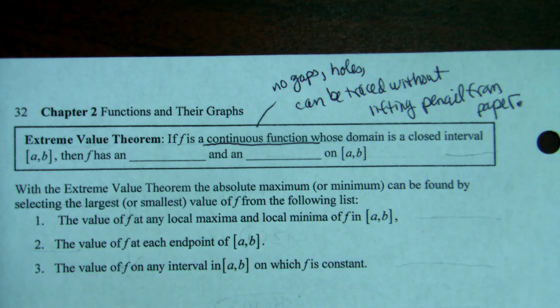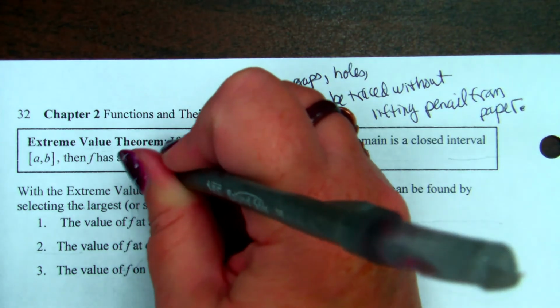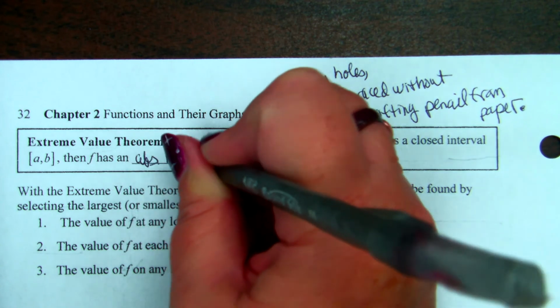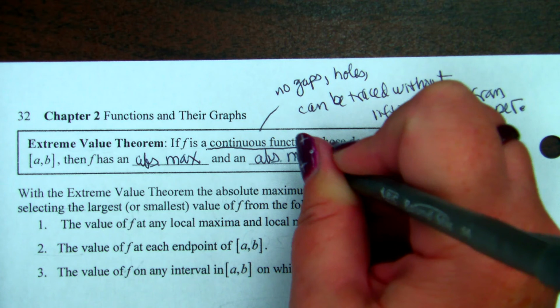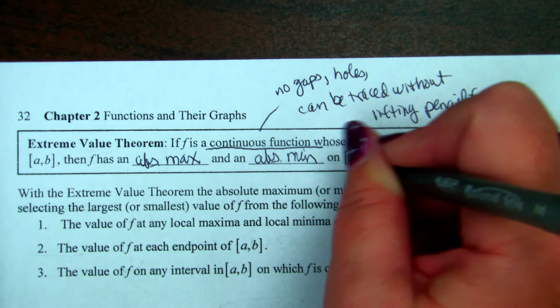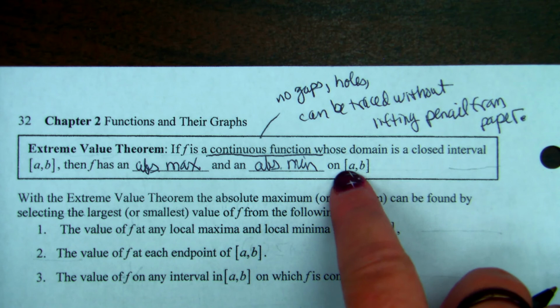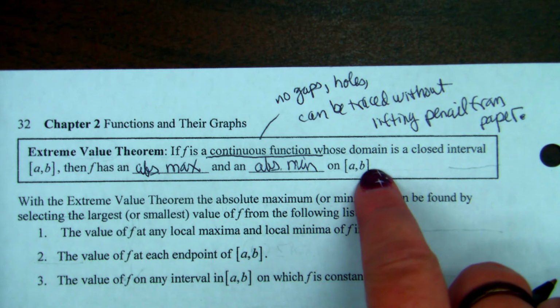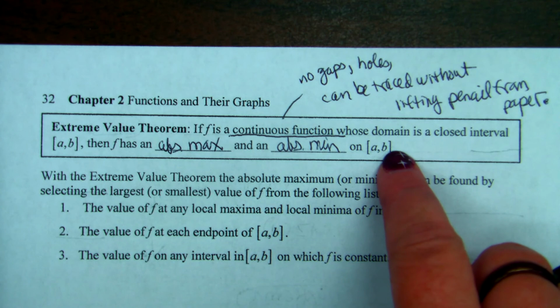no gaps. If it's continuous and whose domain is a closed interval between A and B, then f has an absolute maximum and an absolute minimum on the interval between A and B. They have endpoints, A and B. It doesn't go to infinity, so there will be an absolute maximum and an absolute minimum.